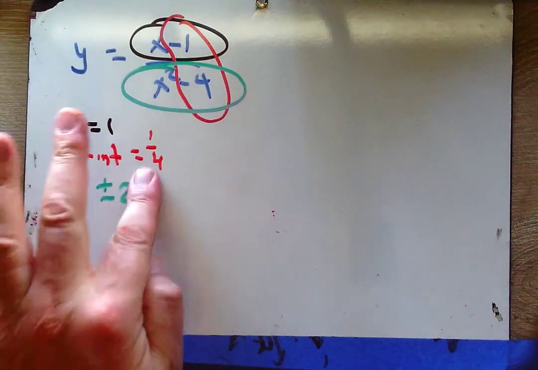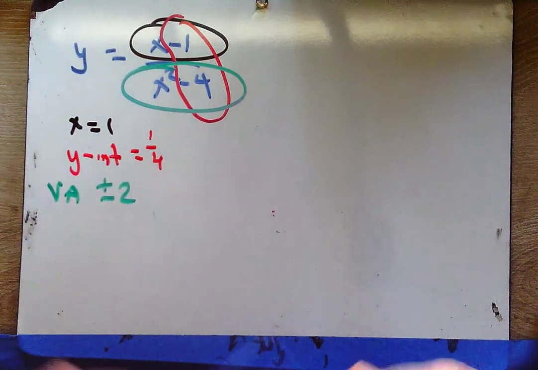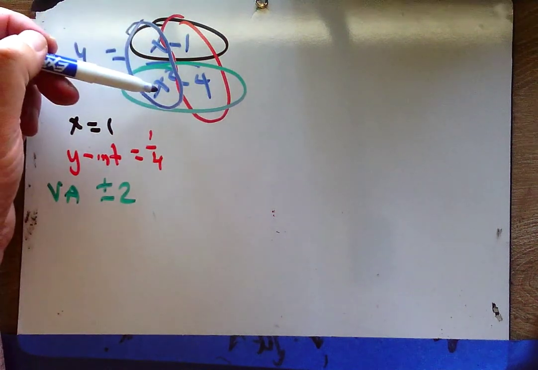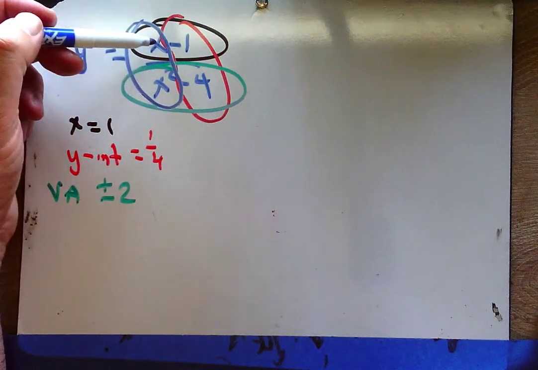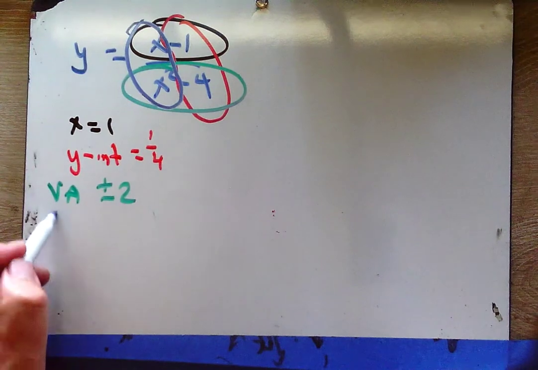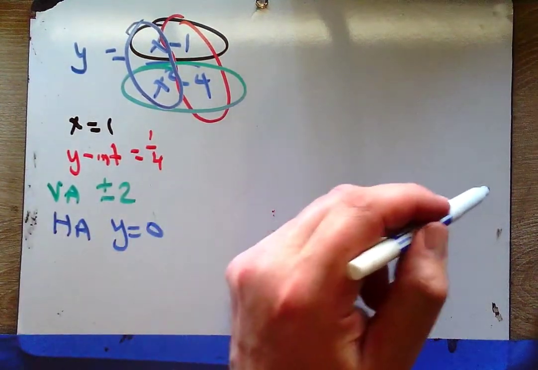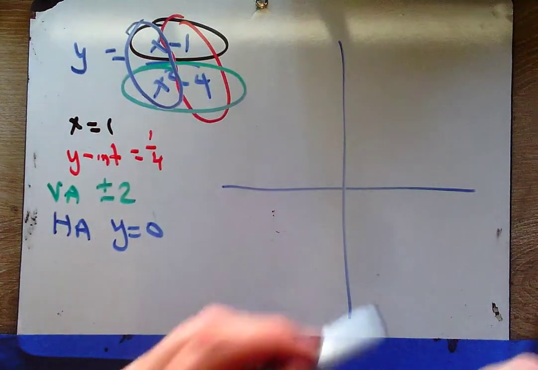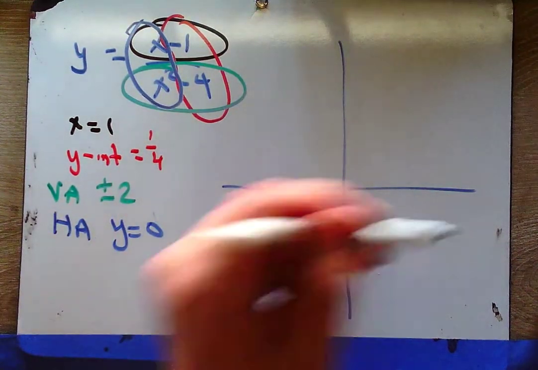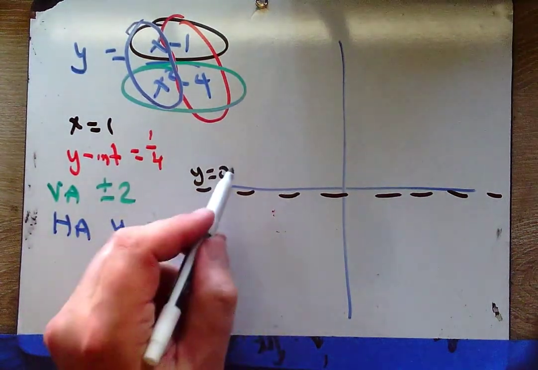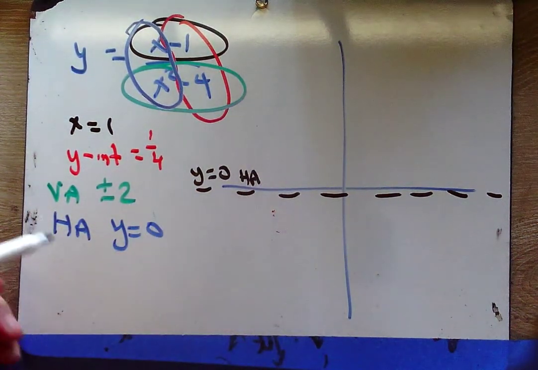I hope you did. And then finally, we look at the degree on top and at the degree on the bottom. We see the degree of the top is smaller than the degree on the bottom, and so we know I have a horizontal asymptote at y equals 0. So we draw y equals 0. Please make sure we label that horizontal asymptote y equals 0.